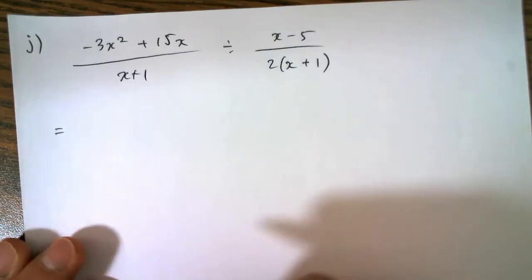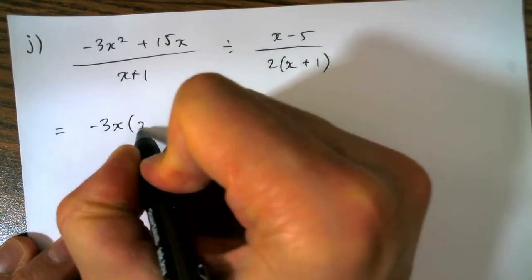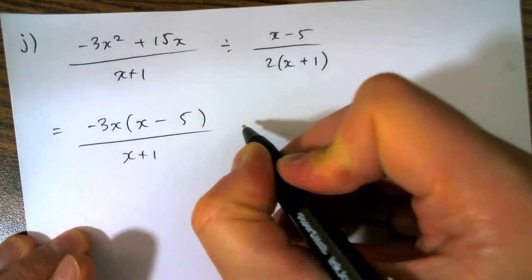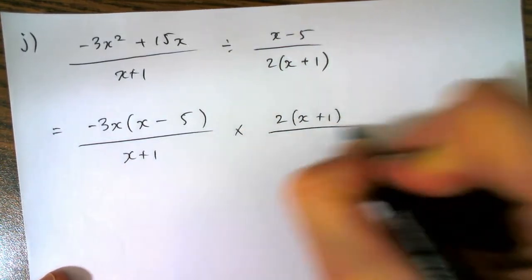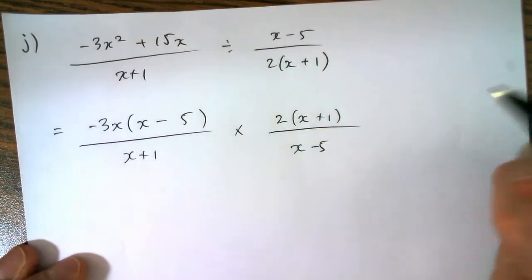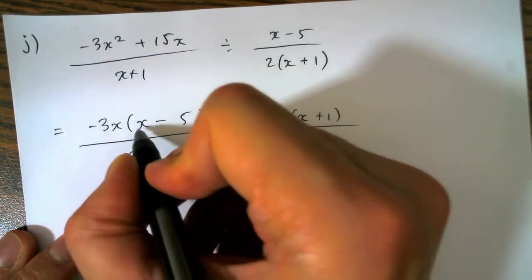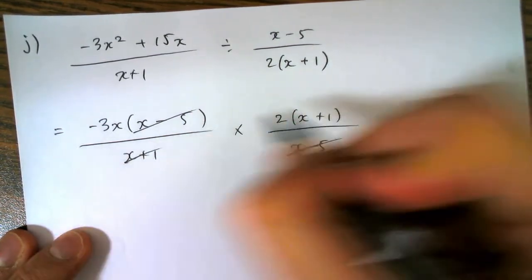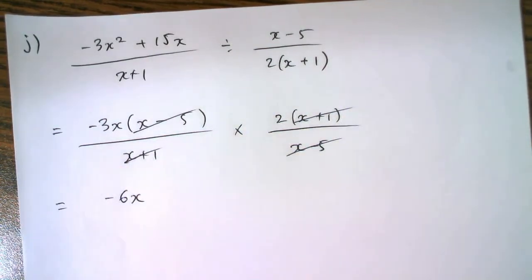So we're going to start here by factoring negative 3x. And we can divide out the x minus 5 terms and the x plus 1 terms, leaving negative 6x.